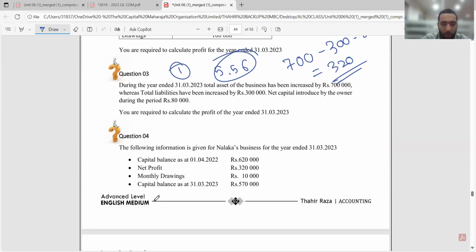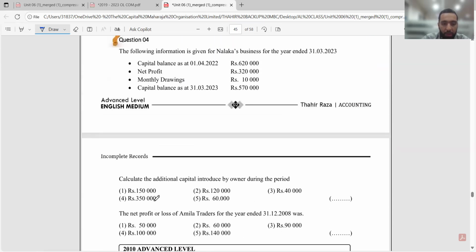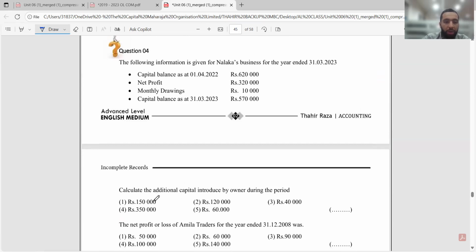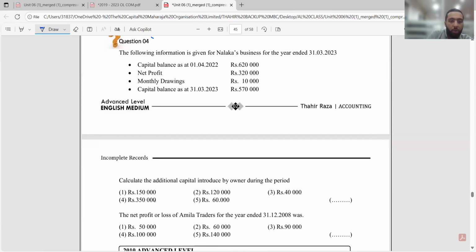Right. Now I want you all to give me the answer for question number 4. Okay. Question number 4. I'm waiting until you all give me the answer. Calculate the additional capital introduced and the net profit or loss of Umbrella Traders.